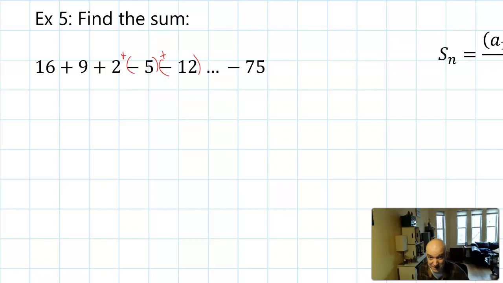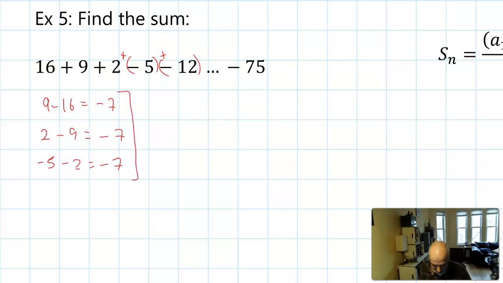We should probably check and make sure it's an arithmetic sequence also. So we could do 9 minus 16, consecutive terms subtracted, that is -7. We could do 2 minus 9, that is also -7. -5 minus 2, that's also -7. So, at least for the first 4 terms, this difference appears to be -7. So I do know the common difference.